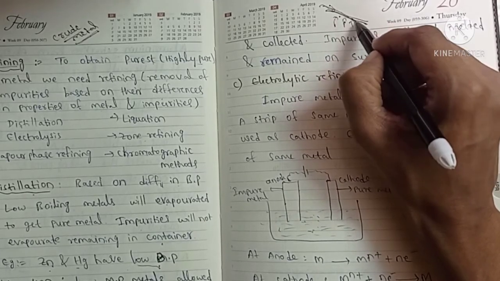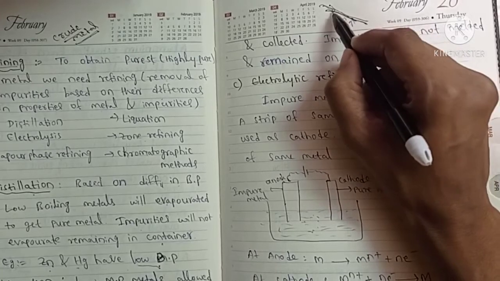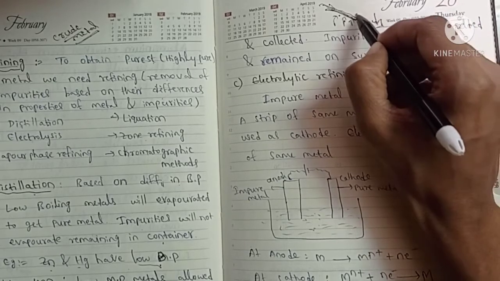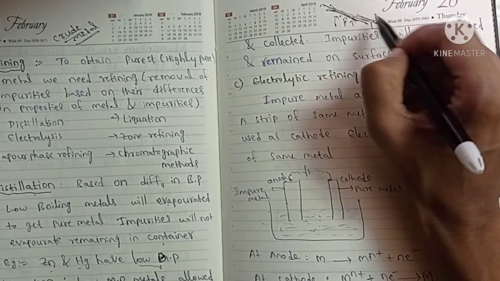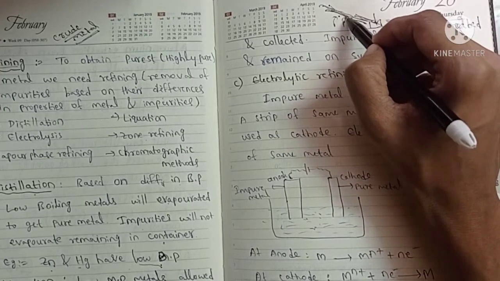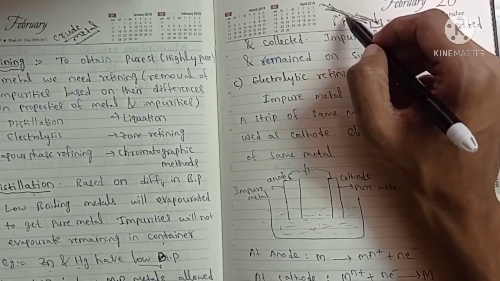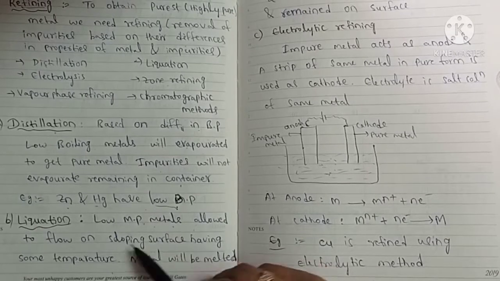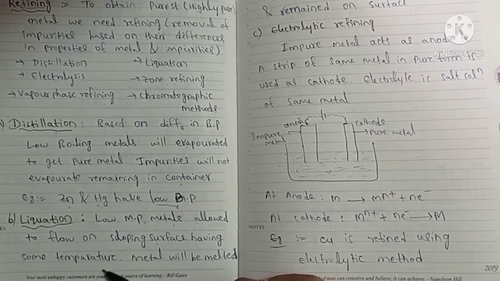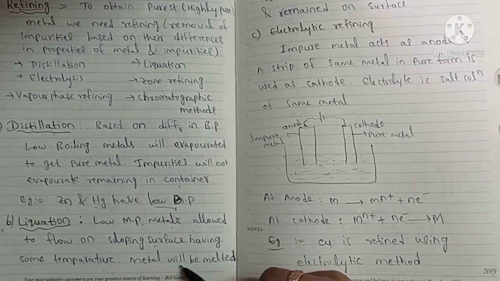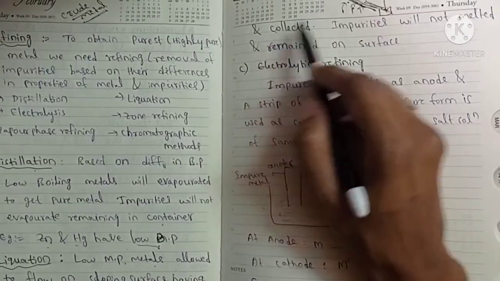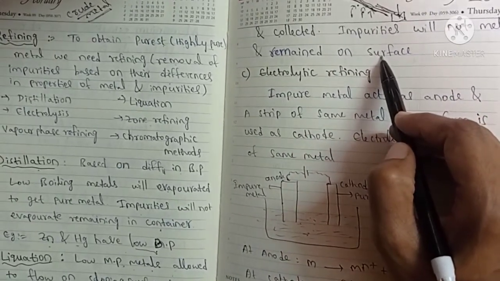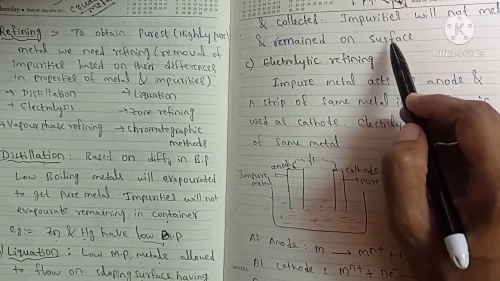So they will be obtained in a melted form. When they melt, they will flow and be collected in the container, and impurities don't melt. We use this method for low melting point metals: impure metal is allowed to flow on a sloping surface with some heaters. The metal will be melted and collected, and impurities will not melt and remain on the surface. So this is the process of liquation.